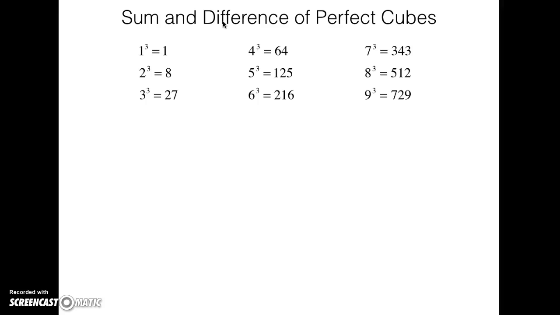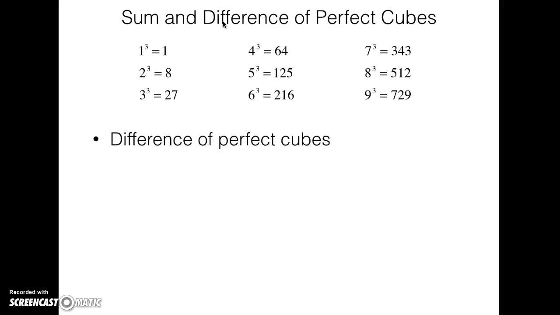There's a shortcut for factoring the sum and difference of perfect cubes. The first thing you need to do is write down the list of perfect cubes. 1, 8, 27, 64, 125, 216, 343, 512, and 729. You're going to need to be able to recognize these numbers when they show up in a polynomial.